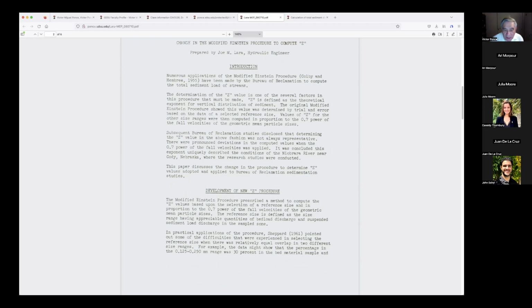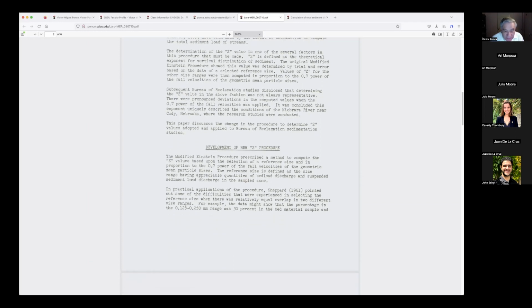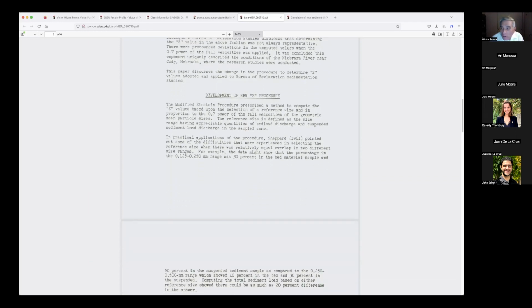It was concluded that this exponent uniquely described the conditions on the Niobrara River. In other words, they said the 0.7 is a Niobrara River characteristic. And of course, we're going to try to use this methodology for other rivers. So they changed the procedure and they developed a new Z procedure. This is on two diameters and so forth.